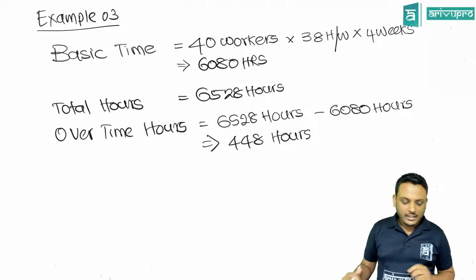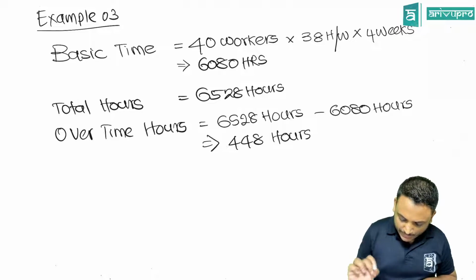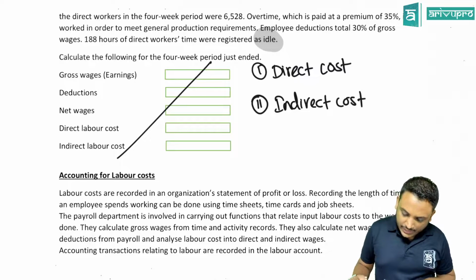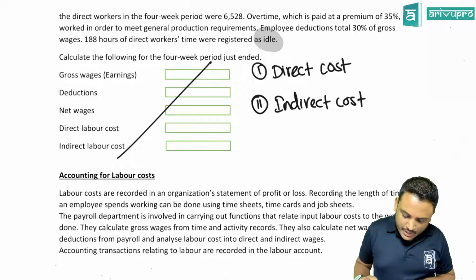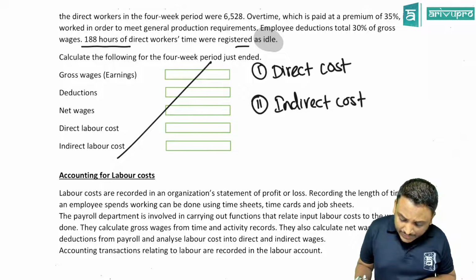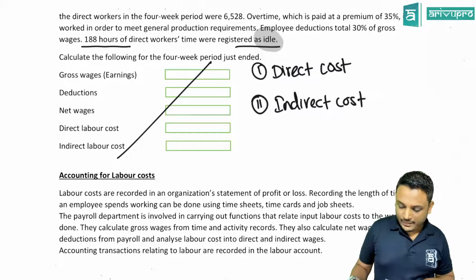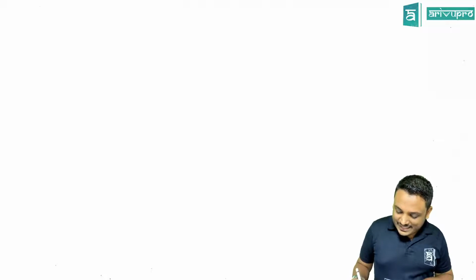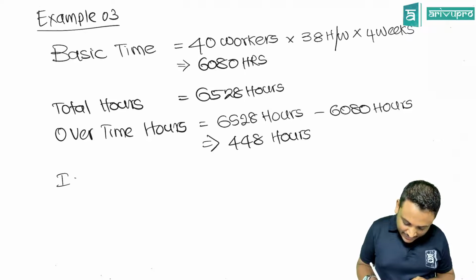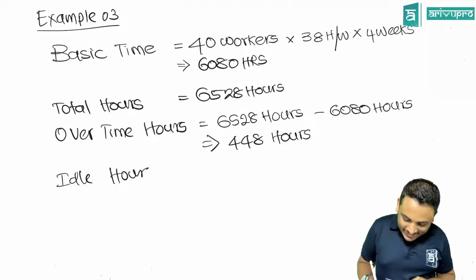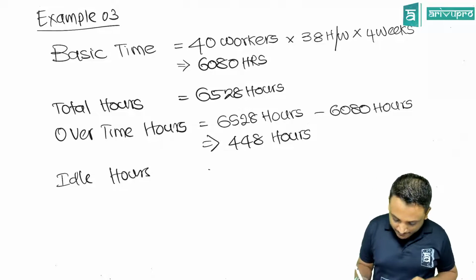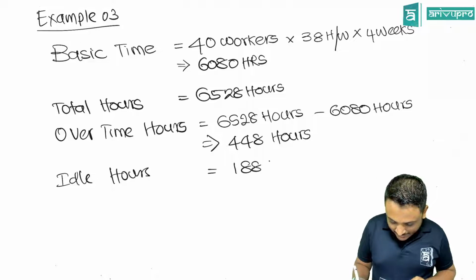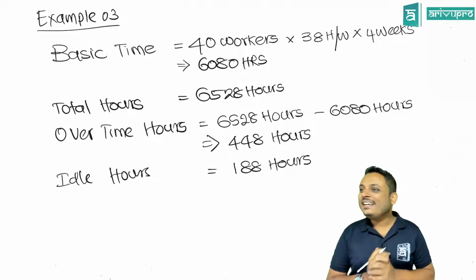In the question they said overtime which is paid at a premium of 35%, production, and 188 hours idle. Therefore, within this 448 hours, idle hours how much? Idle means paid, but they didn't work. How many hours? 188 hours. Is it clear?